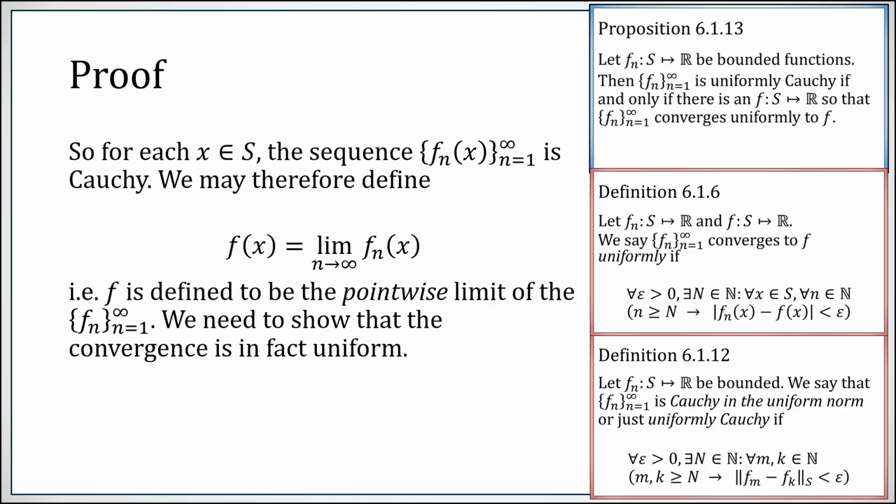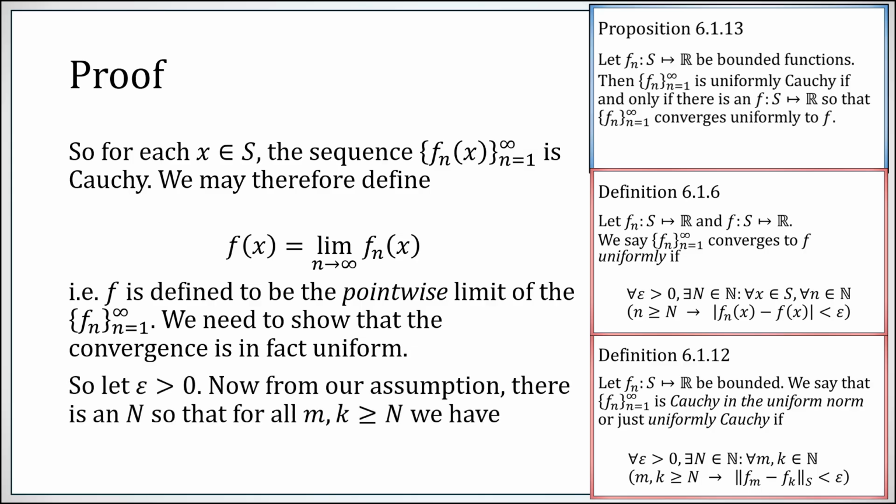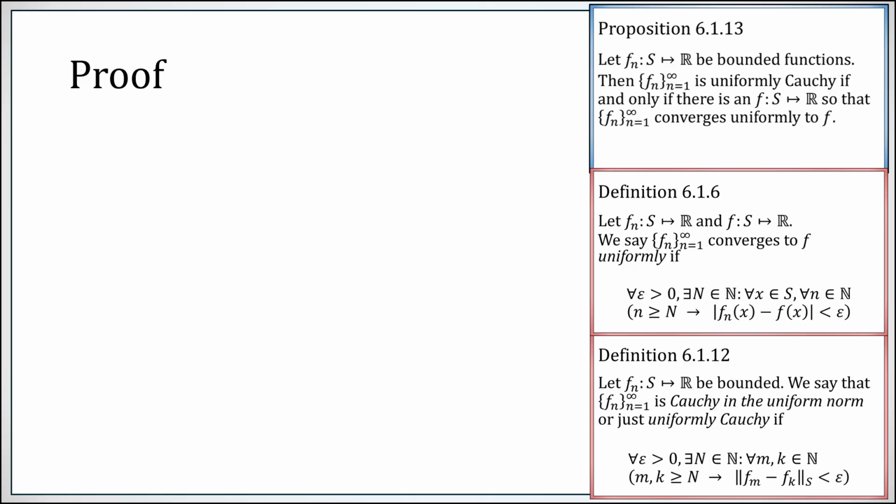Now what we want to show, however, is that the convergence on the scale of functions, not just at a single point, but the functional convergence is in fact uniform. So now we can propose this definition here, that the convergence to f is uniform. So let epsilon be positive. From our assumption that the sequence of functions is uniformly Cauchy, there is an n, so that for all m and k past that point, we have this sup norm less than epsilon over 2.